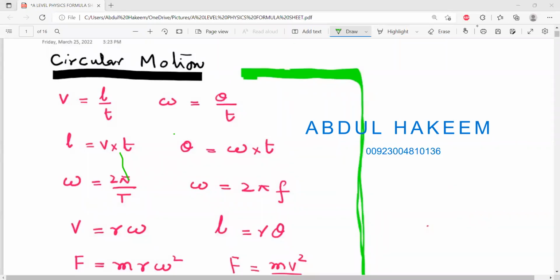Okay, so here are important formulas for paper 4. First, the chapter is circular motion.